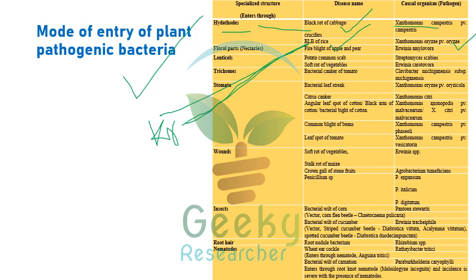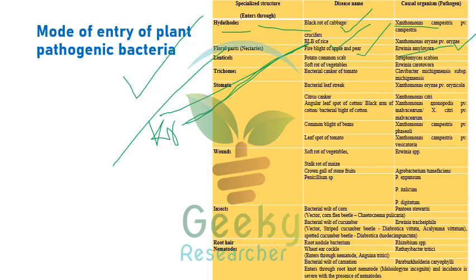The next one is floral parts or nectarthodes: fire blight of apple and pear, which is caused by Erwinia amylovora. This is the first plant pathogenic bacterium that was reported, and it was reported by T.J. Burrill. It is the first plant pathogenic bacterium to be reported to cause plant diseases.